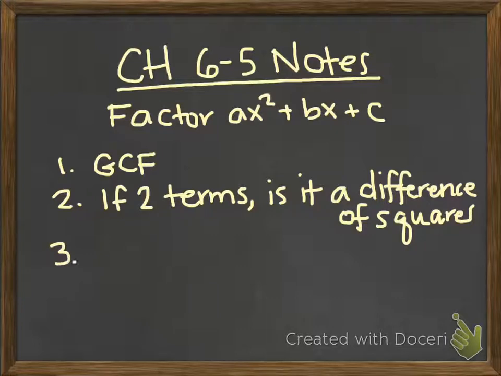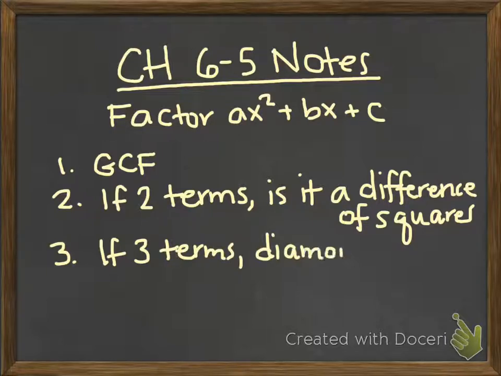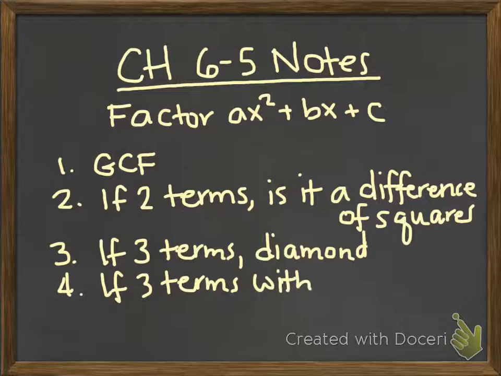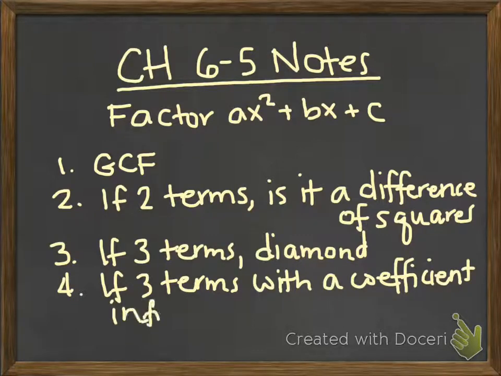Okay, step 3, if there's three terms, then you need to do a diamond problem. Step 4, if it's three terms with a coefficient, that means a number in front of the x squared, then you're going to have to do a diamond and a box.